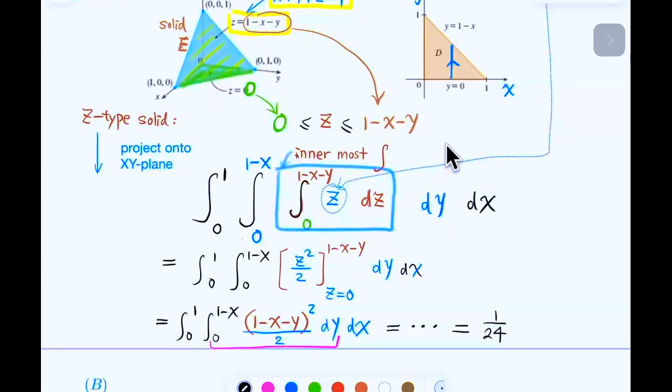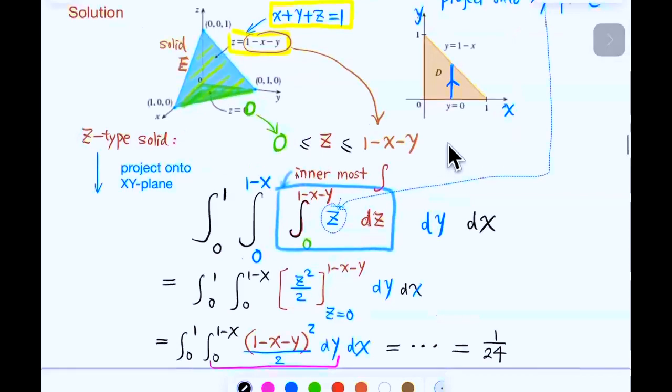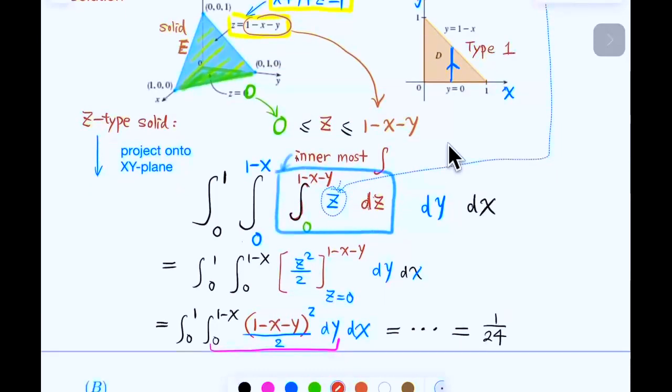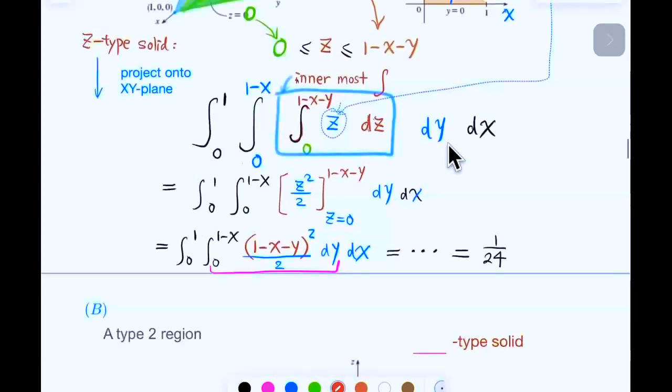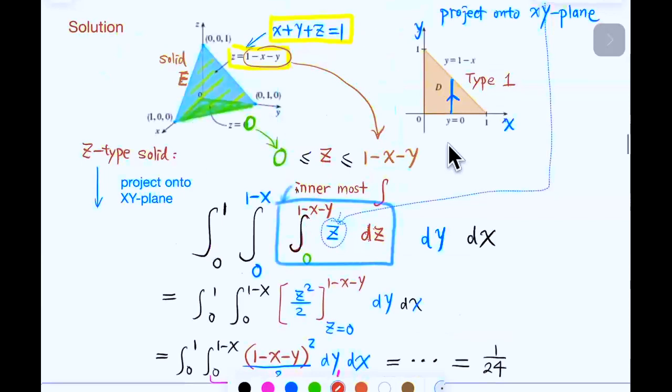Yeah. So, okay, good question. Right now we regard this plane region here as a type 1, right? This is a type 1. What happens if you regard this as a type 2 region, which is the next step? If we do a type 2 region, how do you set up the integral? Okay, let's do it together.